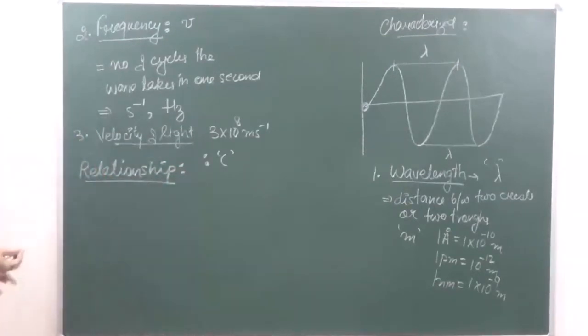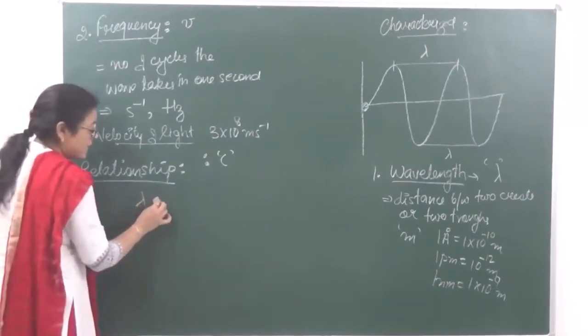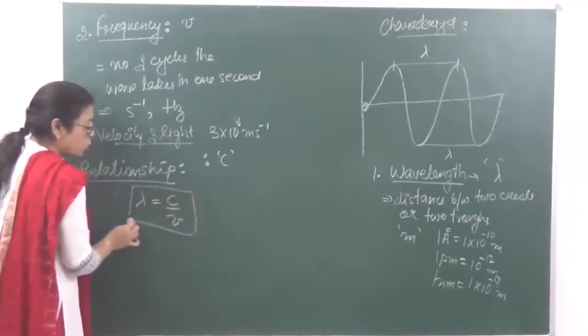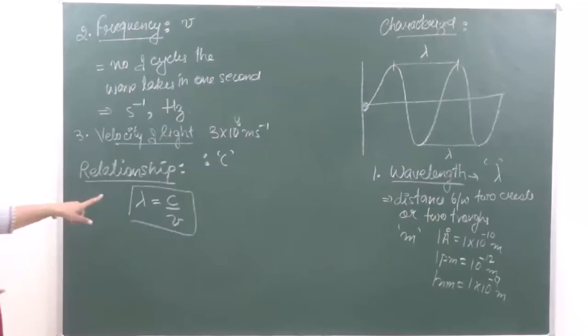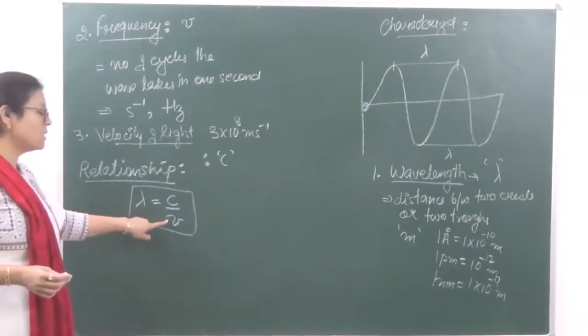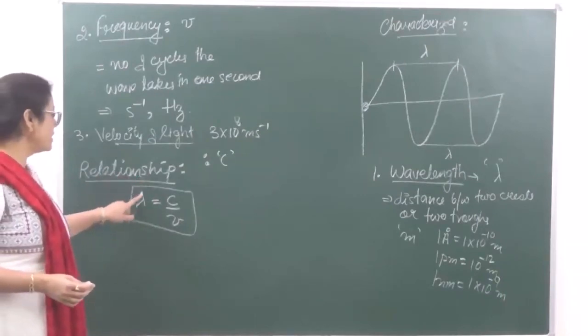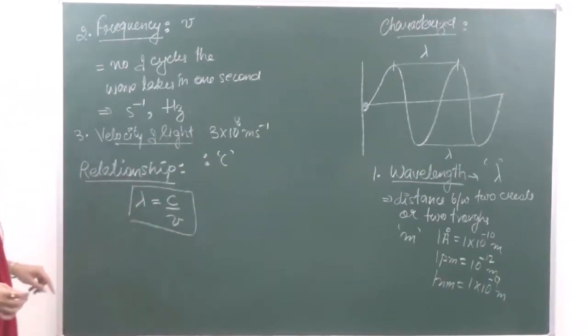When we are looking at the relationship between lambda, frequency and velocity of light, we say that lambda is equal to c upon nu, right? So you can see over here that the wavelength is inversely proportional to frequency. So what is the relationship? Lambda is equal to c upon nu.